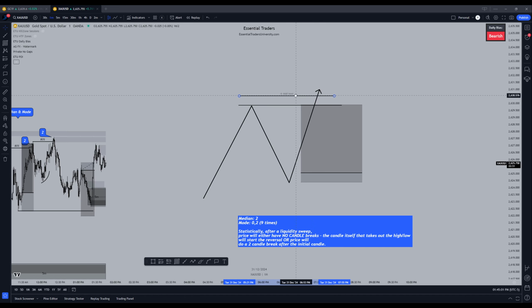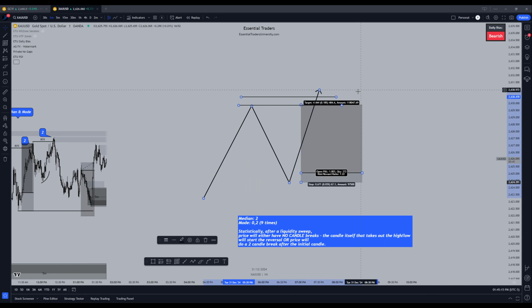So again, best solution for me personally for this is just set your TP. If you're going to target a weak high or low, just have it slightly above so you can capture the wick movement. And if not, basically capture the 2 candle breaks. And after that, you can expect price to reverse on you and just don't hold past that essentially.